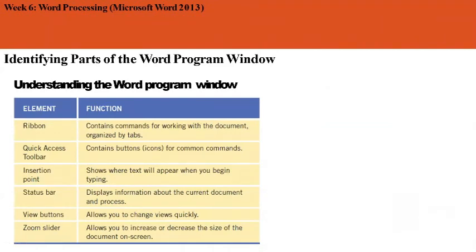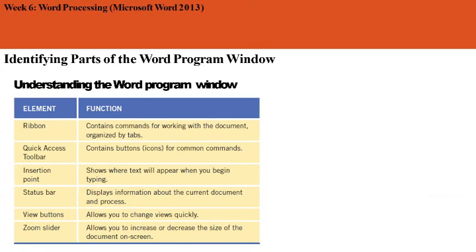Okay, so understanding the Word program window, so yung ribbon na pinakita ko kanina, it contains commands for working with the document organized by tab. So nandun yung mga tools na kailangan natin. So if you choose insert, i-display niya yung tools for inserting pictures, for inserting tables. And then we have also the quick access toolbar. So the quick access toolbar, it contains buttons or icons for common commands.